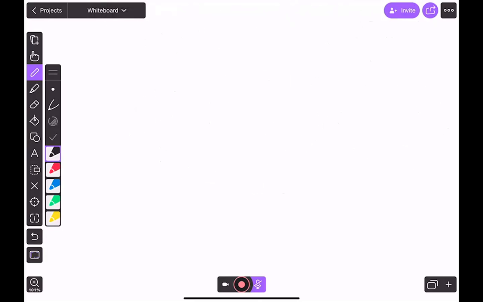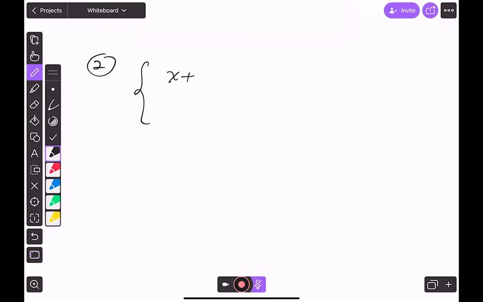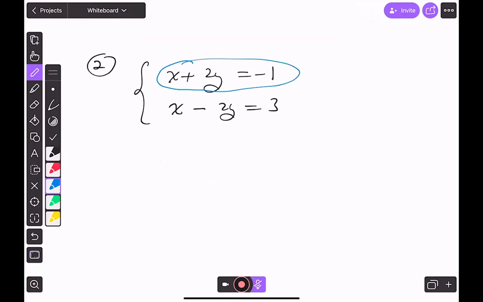Again, we want you to read these instructions and see if you can understand what they've given you. So it says solve by graphing. Well, they give me a system, and the system is x plus 2y is equal to -1, and the other equation, these are lines, x minus 2y is equal to 3. Well, what I would recommend you do is graph one line at a time. So for example, you're going to graph this line over here. You need to make a table of values for this. We're going to graph one line at a time.